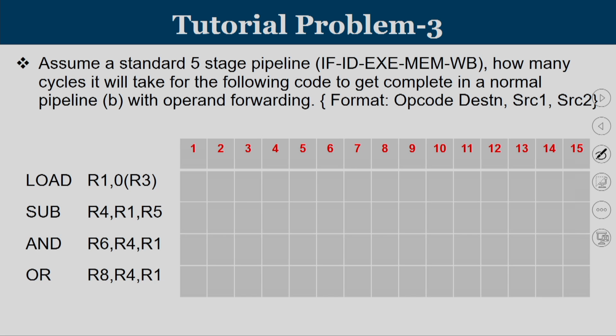Let us see what will happen if we enable operand forwarding. So, if you enable operand forwarding, we have fetch, decode, execute, mem and write back. Now, the first instruction will get its data into R1 only at clock cycle number 4. So, execution is possible only at this stage. So, we have a 1 cycle stall.